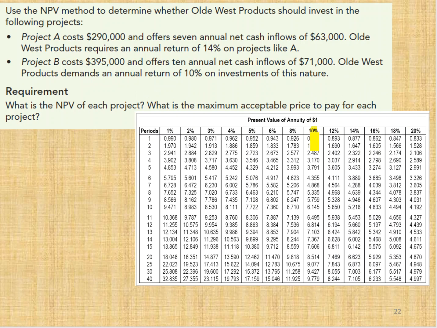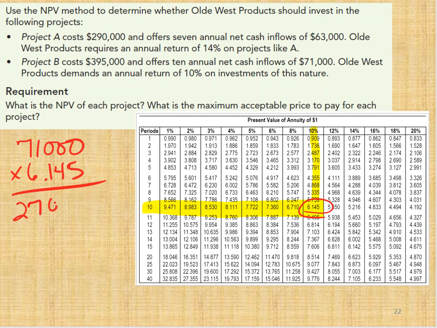So let's go 10% to 10. It's a pretty easy one to find. It looks like 6.145. So we need to take our 71,000 cash inflow from that project, multiply it times the factor, 6.145. We should get somewhere right around 270,162 as our present value of those future cash flows.